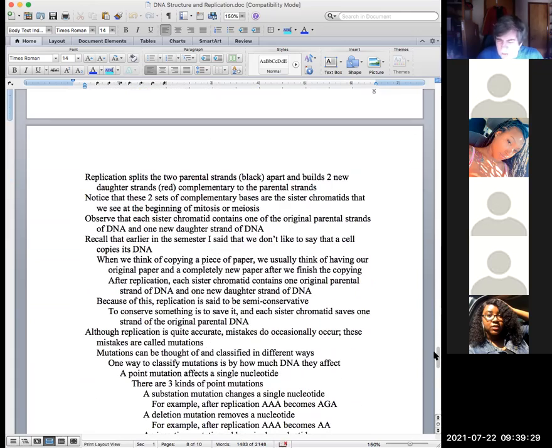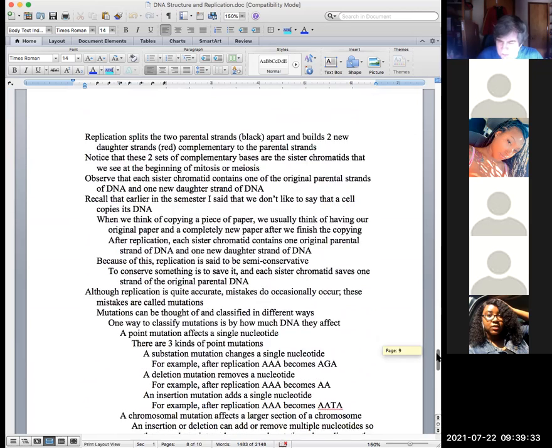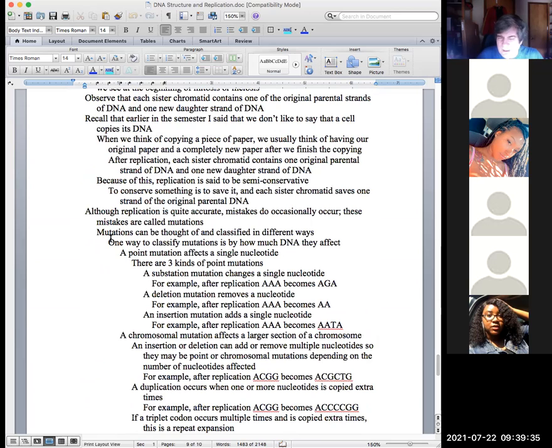Now, even though replication is very accurate, there are occasional mistakes. And when there are mistakes in replication, these are called mutations. So let's look at some of the different types of mutations. And there are different ways to think about mutations.